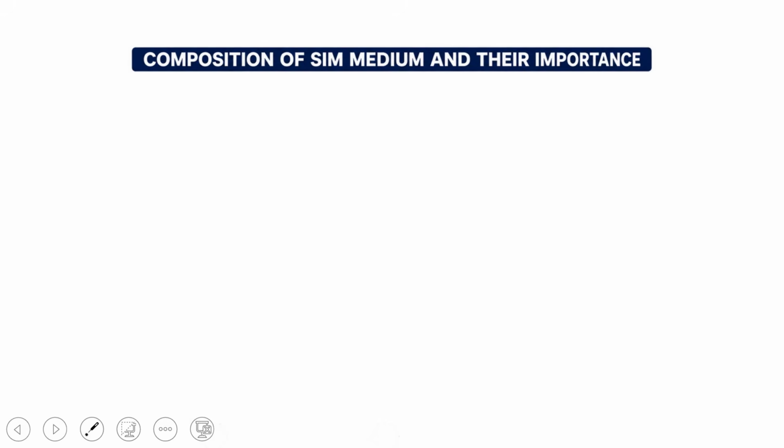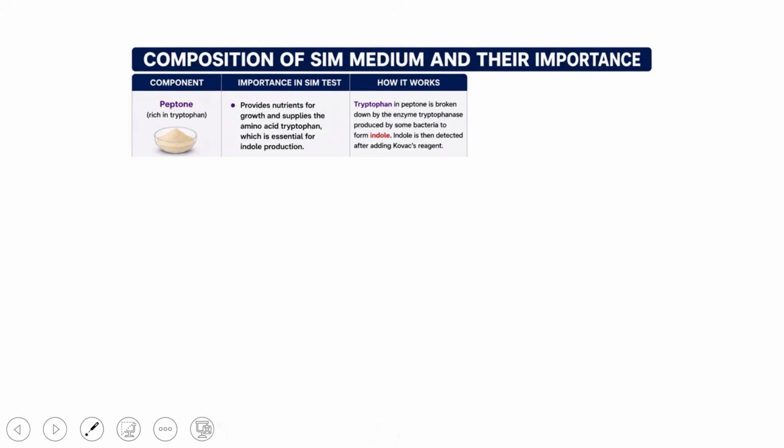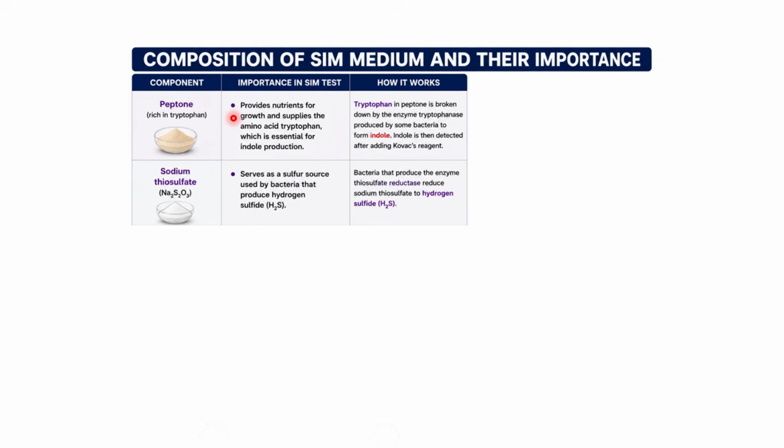Composition of SIM medium and their importance. The SIM medium contains peptone, sodium thiosulfate, ferrous ammonium sulfate, and approximately 0.35% of agar. Let's look at the first component, which is peptone, which is rich in tryptophan. So peptone provides nutrients for growth and supplies the amino acid tryptophan, which is essential for the indole production. The second is sodium thiosulfate, which serves as a sulfur source or a substrate for bacteria that produce hydrogen sulfide.